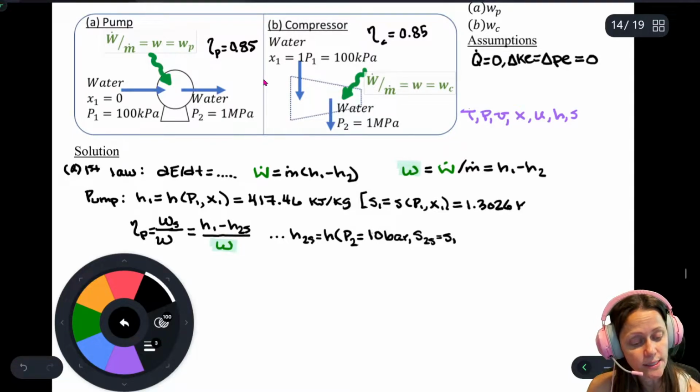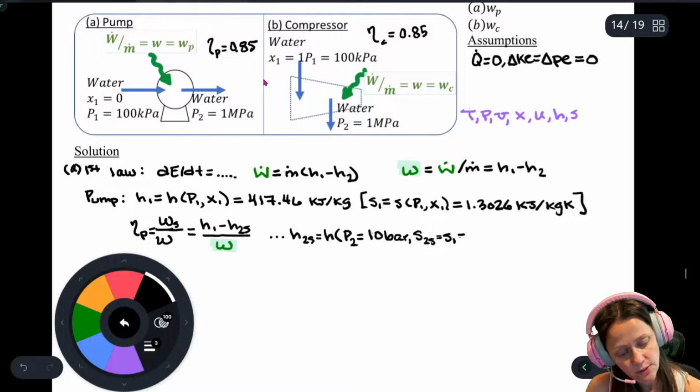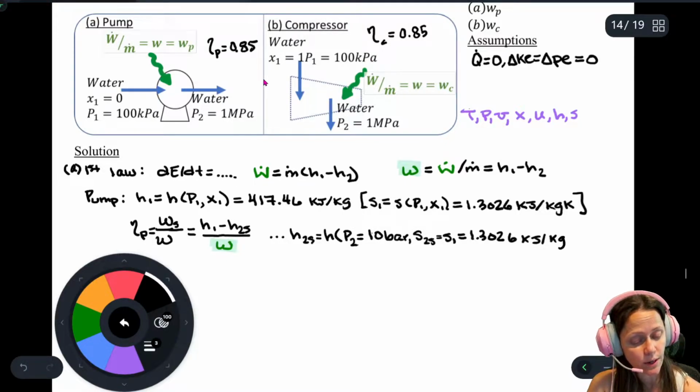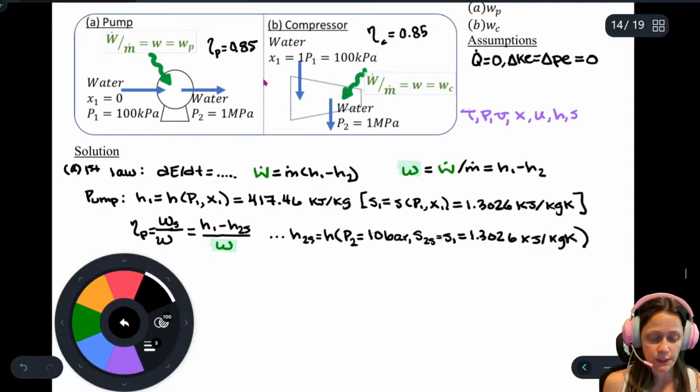0.026, and this is in kilojoules per kilogram K. Perfect. So then this S2S is 1.3026 kilojoules per kilogram K. All right, and so now I need to fix my state.